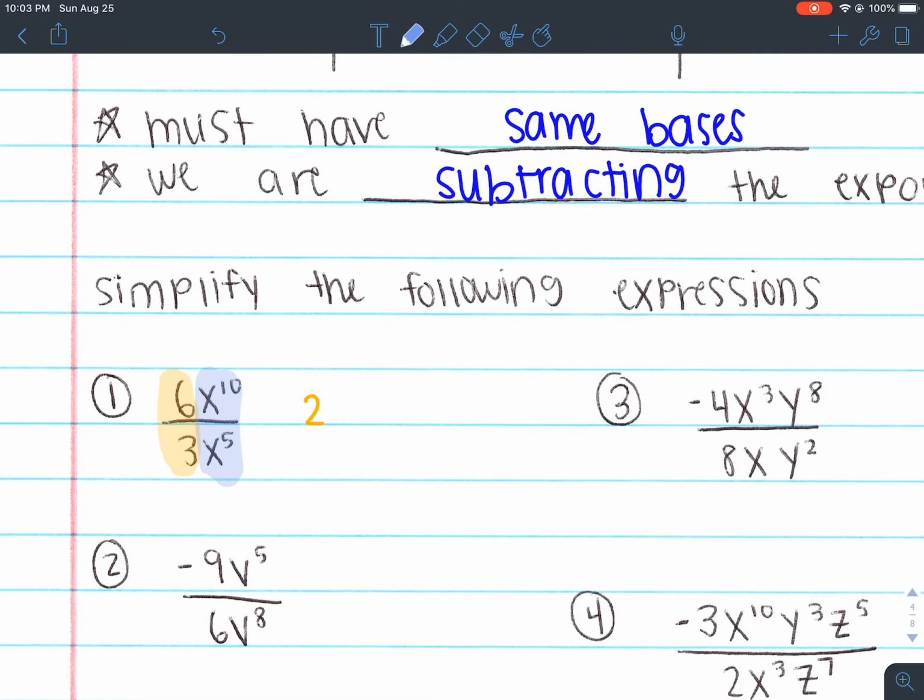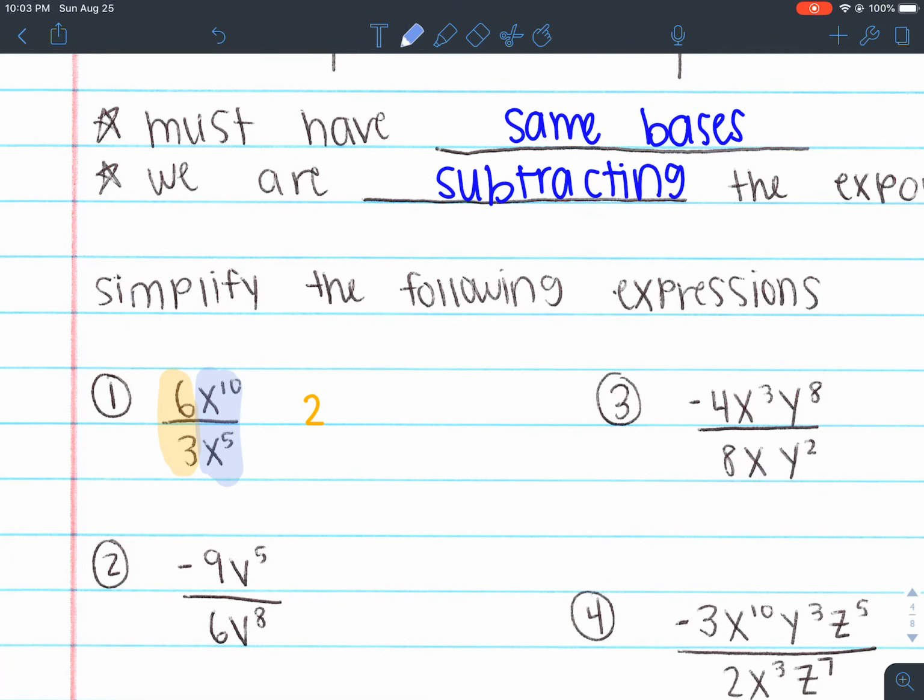Number 3, I have negative 4x cubed y to the 8th divided by 8xy squared. Okay, so I have negative 4 divided by 8. That's going to give me negative 1/2 when I simplify that. I have x cubed divided by x. Remember, same bases may be divided. Well, I technically have a 1 here, so x cubed divided by x to the first is going to be x squared, and that's going to be in the numerator. Again, you're just thinking about where are there more x's, and then how many more are there.